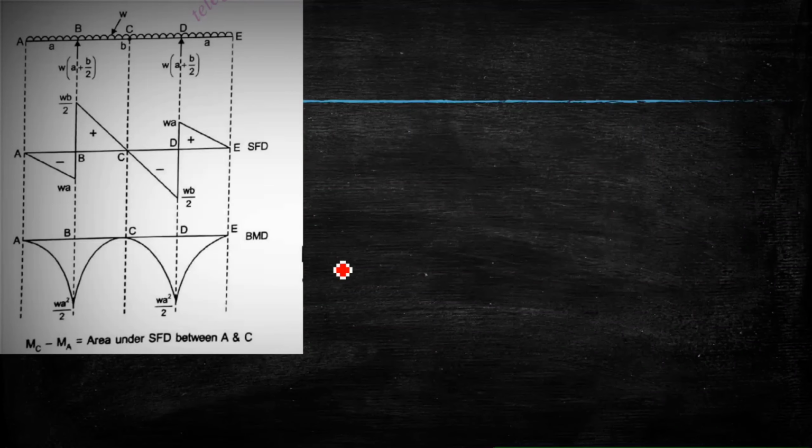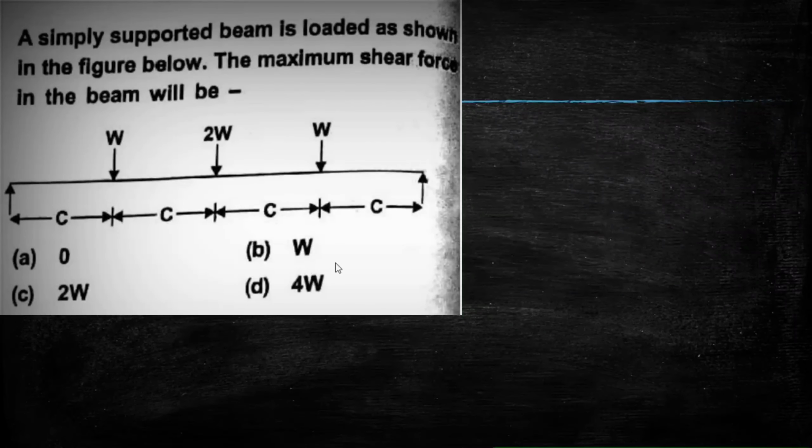Moving to the next question, we have a simply supported beam loaded as shown in the figure below. The maximum shear force in the beam will be: option A 0, option B W, option C 2W, option D 4W. So the correct option will be option C, that is 2W. You can solve it by finding the reactions and get the answer.